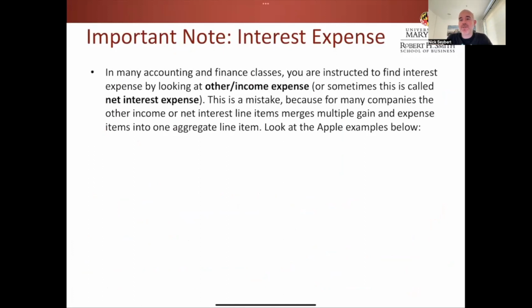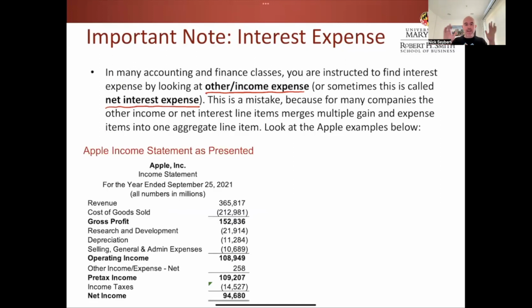And usually the number that you see on the income statement is not the right number. And some accounting classes and a lot of finance classes usually confuse this issue, or at least just don't go into enough detail to help you figure out what interest expense is. A lot of them will actually have you looking at other income or expense, or will have you looking at net interest expense, or it might even be called something else. But usually that is not actually interest expense. It's usually potentially a bunch of different things all merged together into one number. And I'll use Apple as an example. This is even a little bit nicer.